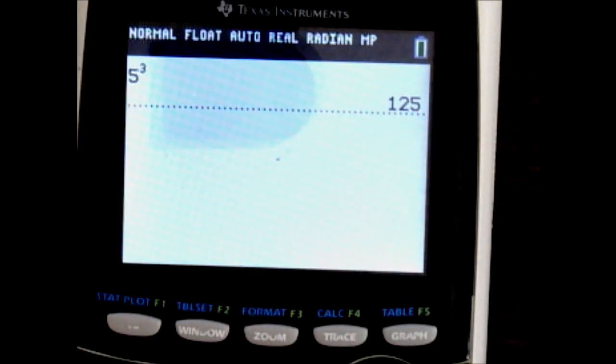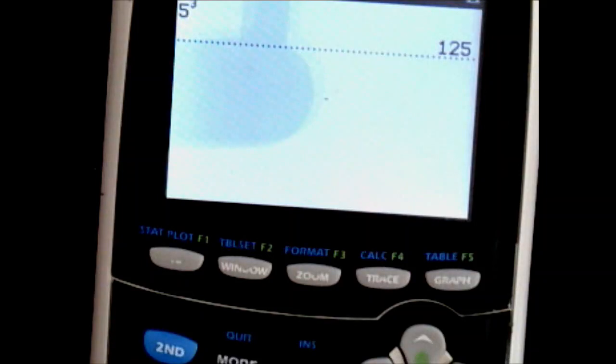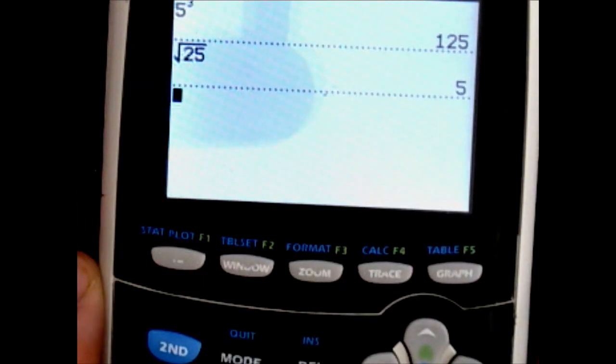Okay. Now you can type in any exponent you want. Now square root, you have to hit second x squared. Second x squared, 25. Square root of 25 is 5.